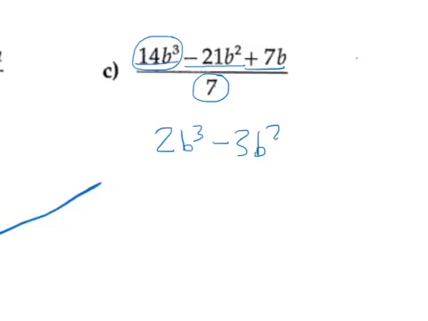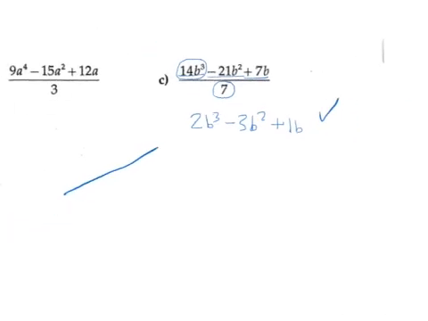And then for the last one, you go 7 divided by 7 is positive 1, and you've got a b up top, so you would just have b. And that's your answer. Now you can't add up like terms here because b cubed is different from b squared, which is different from b. So that's your answer.